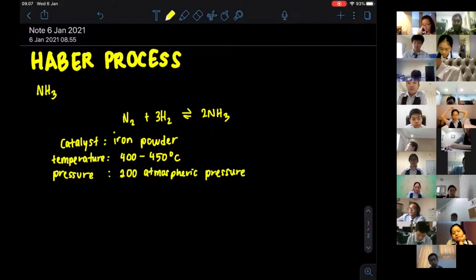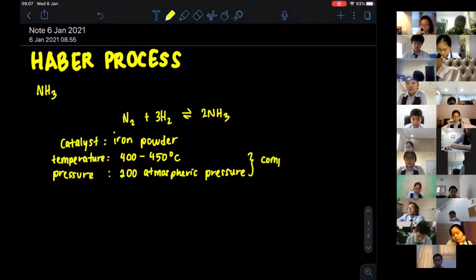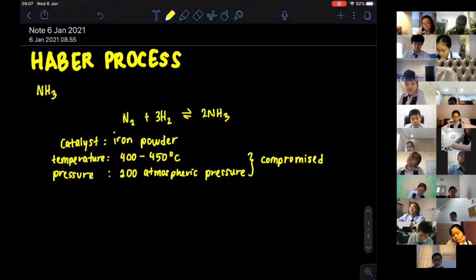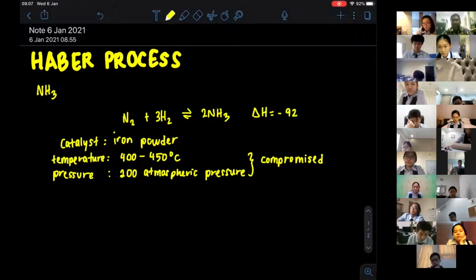So you need a very high pressure for the Haber process to happen. Do remember all these conditions because we have learned about equilibrium. Both of these conditions come under compromise condition, compromised temperature and pressure. Why? Because, I'll just put down, delta H is negative 92. The Haber process is an exothermic process.